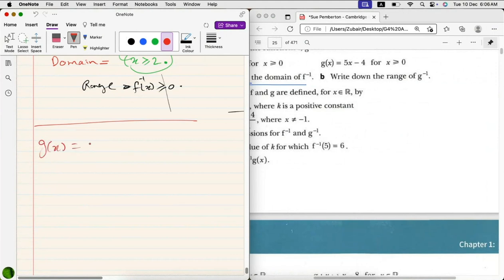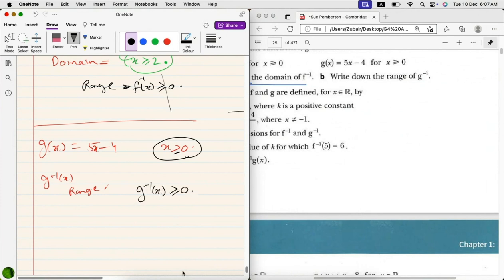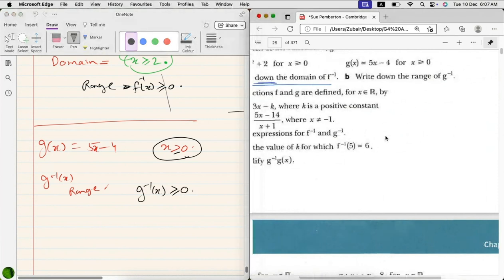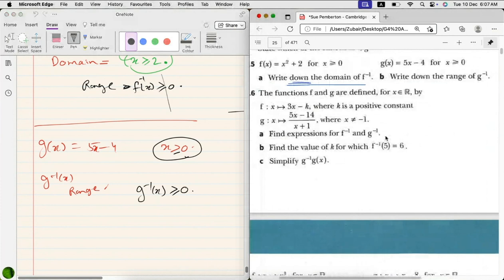So g of x is given as 5x minus 4, x is greater than or equal to 0, and he's asking for a range. So the range of the inverse, the inverse x range. What was once the domain is now the range. So g inverse x is greater than or equal to 0. What was the domain is now the range.